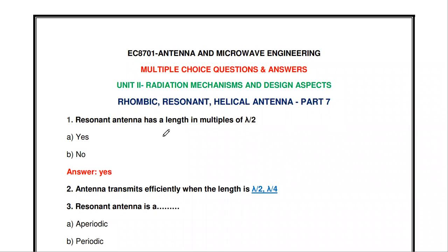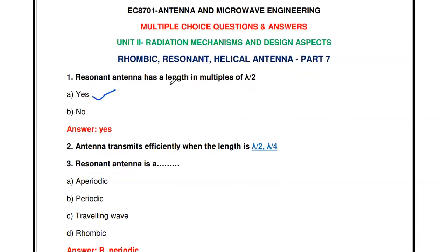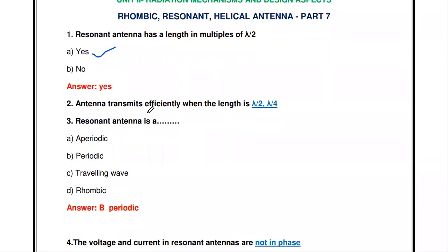The first question is: the resonant antenna has a length in multiples of lambda by 2. True or false? It's a yes only. The resonant antenna has a length in multiples of lambda by 2, that is lambda by 2, lambda, 3 lambda by 2, 4 lambda by 2 and so on. So this is true. And the antenna transmits efficiently when the length is lambda by 2 or lambda by 4. The antenna transmits efficiently if the length is lambda by 2 and lambda by 4.